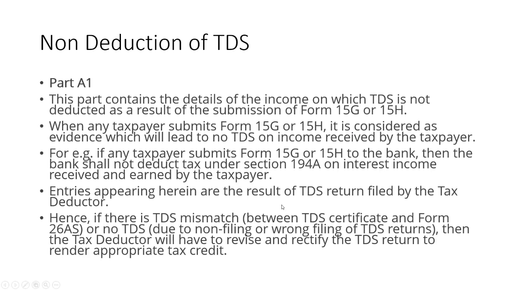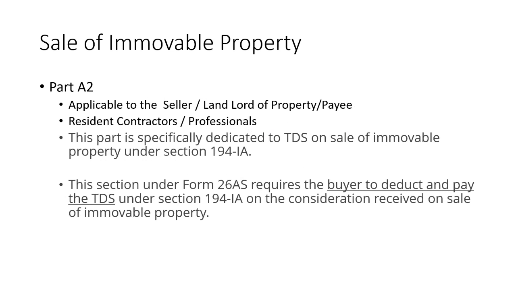So entries appearing here are a result of the TDS return filed by the tax deductor. Hence, if there is a TDS mismatch between the TDS certificate and Form 26AS, or no TDS due to non-filing or wrong filing of TDS returns, then the tax deductor will have to revise and rectify the TDS return and render appropriate tax credit. There may be some mistakes by the tax deductor, mismatches, and all those things. There is a provision to correct the quarterly returns of TDS and TCS. It can also be corrected, which will also be incorporated in 26AS.